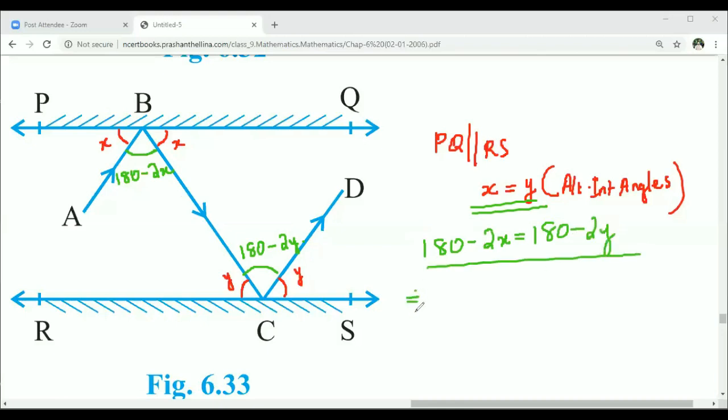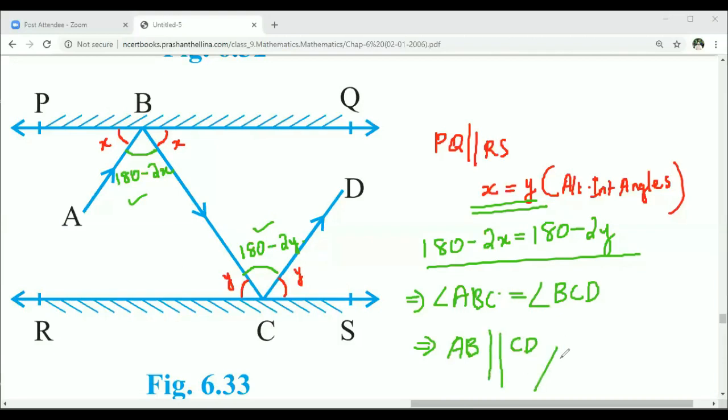That means we can conclude that angle ABC is equal to angle BCD. So the alternate interior angles are the same now. Since x and y are the same, these two alternate interior angles are also the same. So you can conclude that the incident light ray AB and the reflected light ray CD are parallel to each other. Hence, we have proved it.